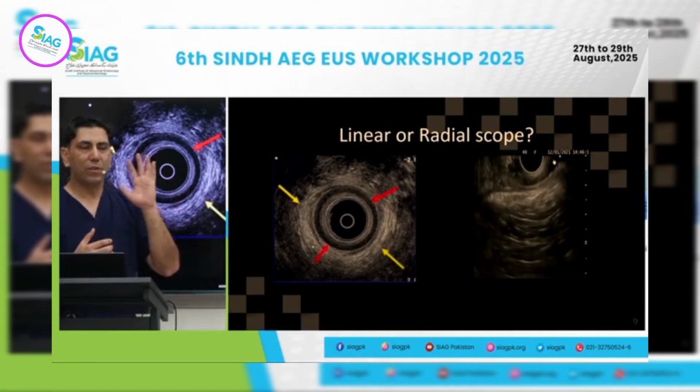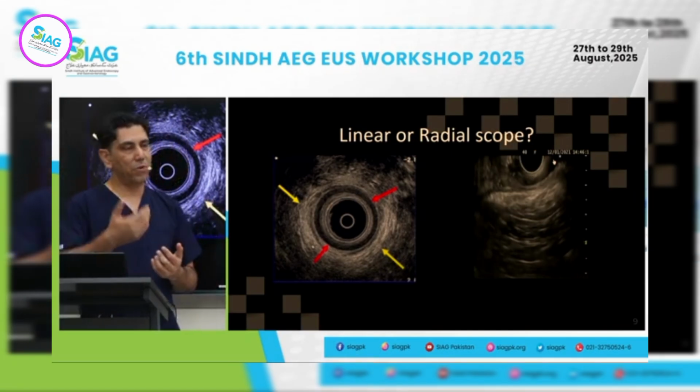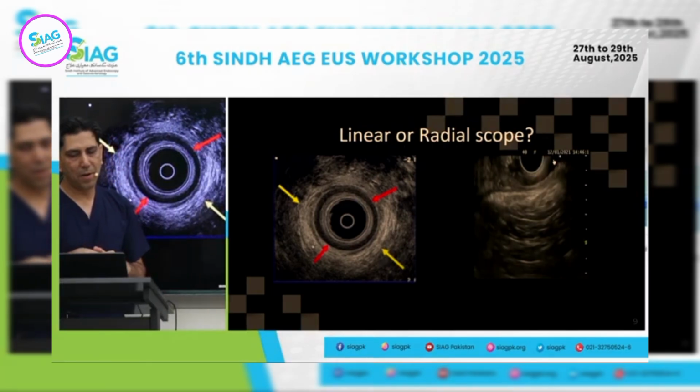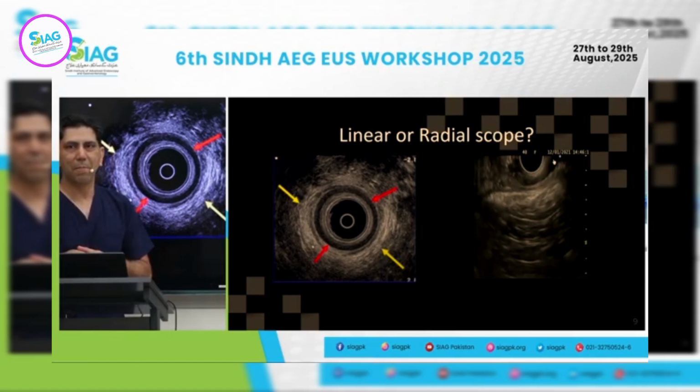So you all know the 4 or 5 layers that we look at when we're doing the esophageal ultrasound. What scope should we use when we're doing the rectal?